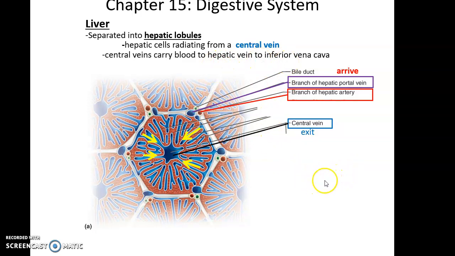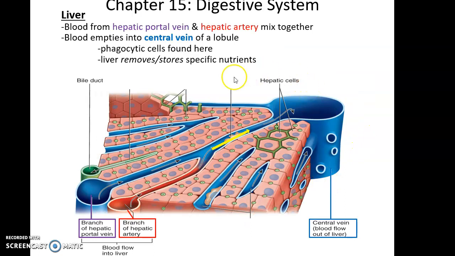And then the central veins will fuse together eventually to form the hepatic vein that then empties into the inferior vena cava. So the blood from the hepatic artery and the hepatic portal vein mix together as they travel toward the central vein, and they will pass through all of these hepatocytes, all of these liver cells, and the liver cells will be pulling nutrients out of the blood that the liver is going to store. It'll also remove any toxins, and there are also tiny little phagocytic cells found within these blood vessels that help to engulf any pathogens that may have come along the trip from the small intestine.